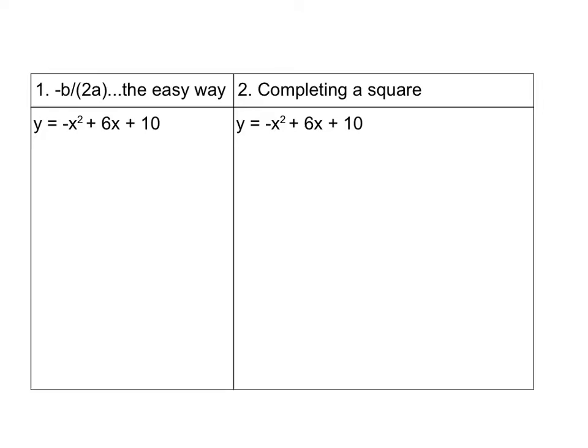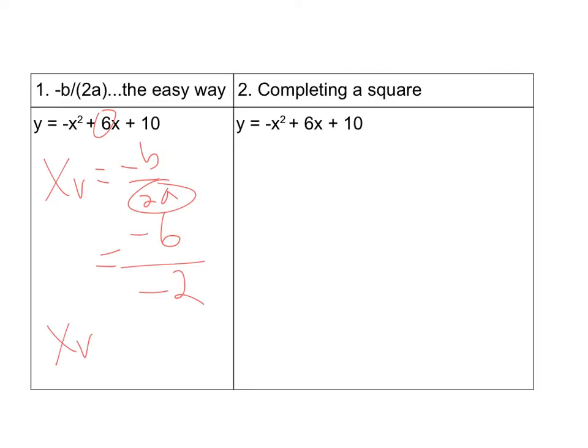Let's try a couple. We're going to look at the negative now. And I think for this case, I'm just going to do the x value of the vertex with negative b over 2a, because I don't want to spend too much time on something that's quite easy. So negative b over 2a, for negative x squared plus 6x plus 10, is the negative of 6, that's our b value, all over double of a. Well, a is negative 1, so that's negative 2, so the x value of the vertex is then 3. So that tells me I'm going to end up with x minus 3 squared as part of my vertex form.